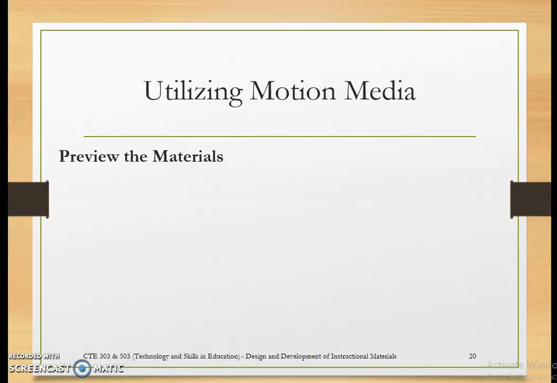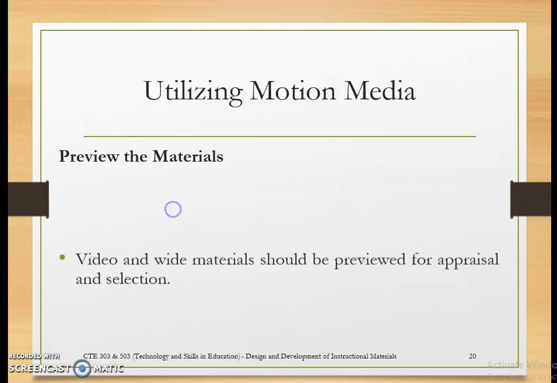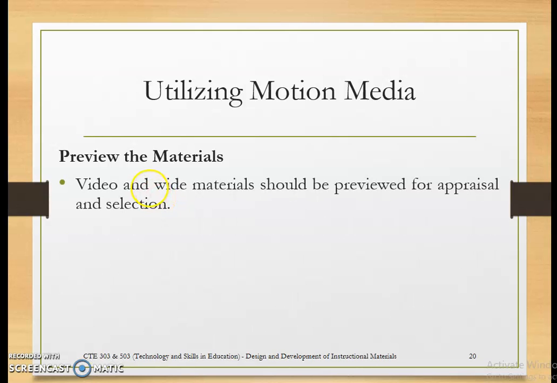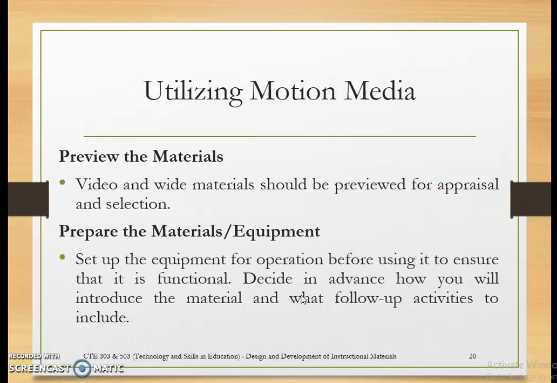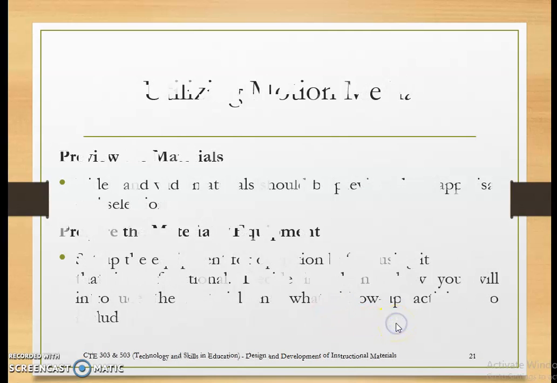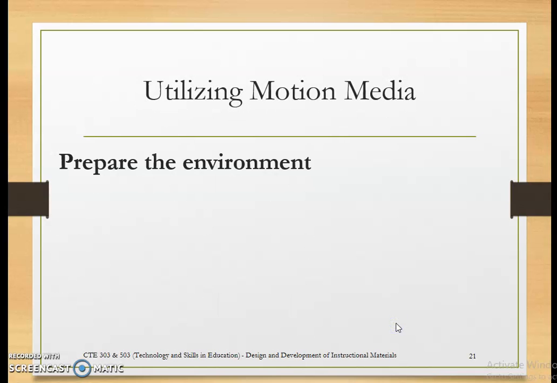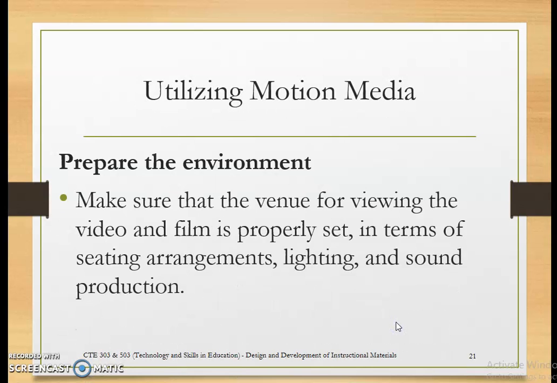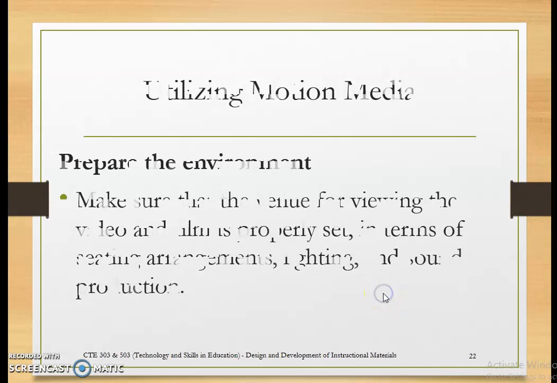Motion media is important in this unit. You need to preview your materials. Video and film materials should be previewed for appraisal and selection. You must prepare the materials and equipment setup. Decide in advance how you will introduce the material and follow-up activities which you are going to include. Prepare the environment, the venue, seating arrangements, lighting and sound. This is very important.